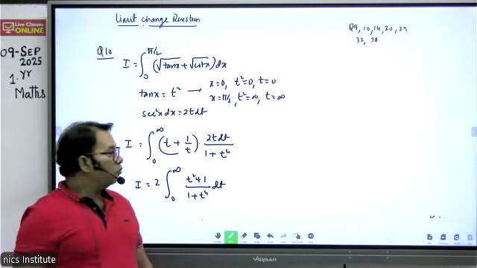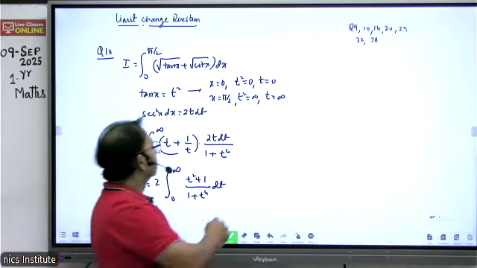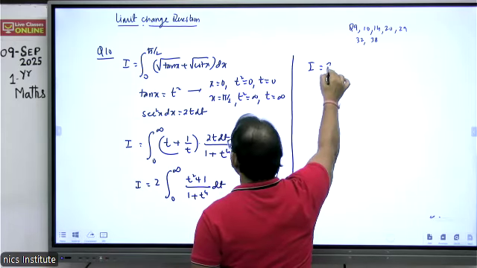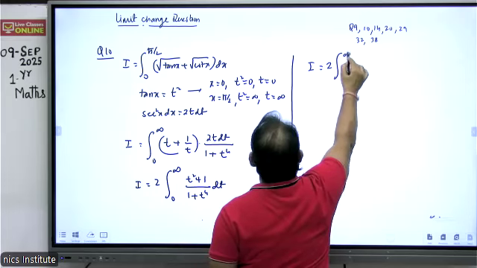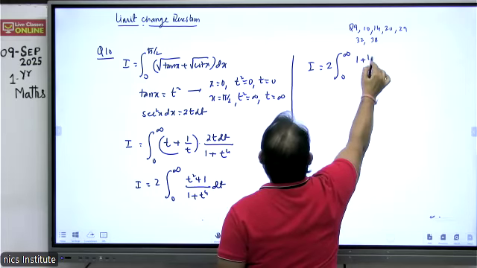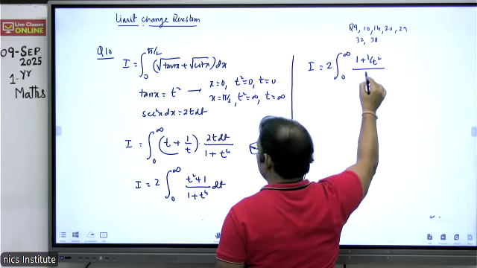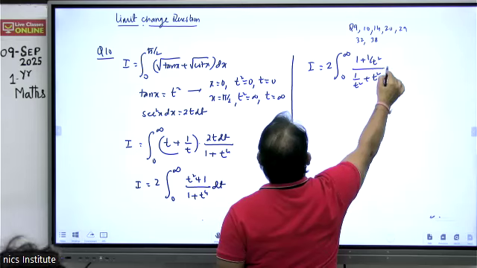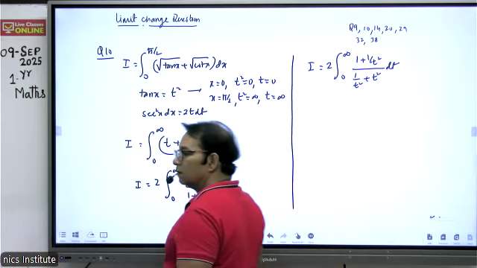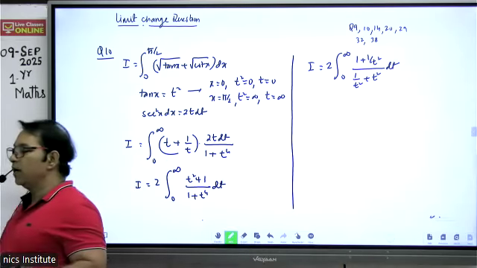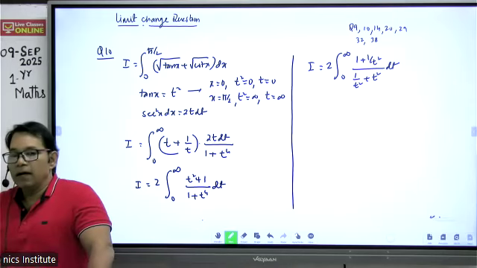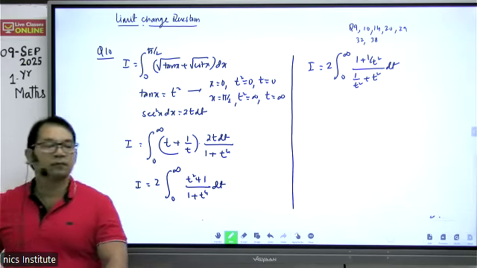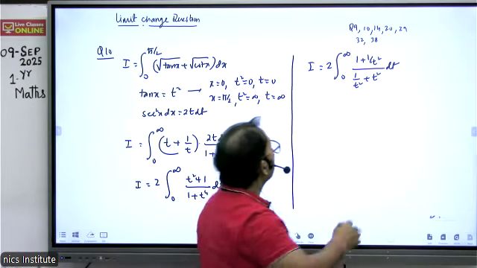Yes, dividing numerator and denominator by t square. We answer these questions like root tan x, root cot x by this method only. So dividing numerator and denominator by t square. After this, then you do one more substitution.